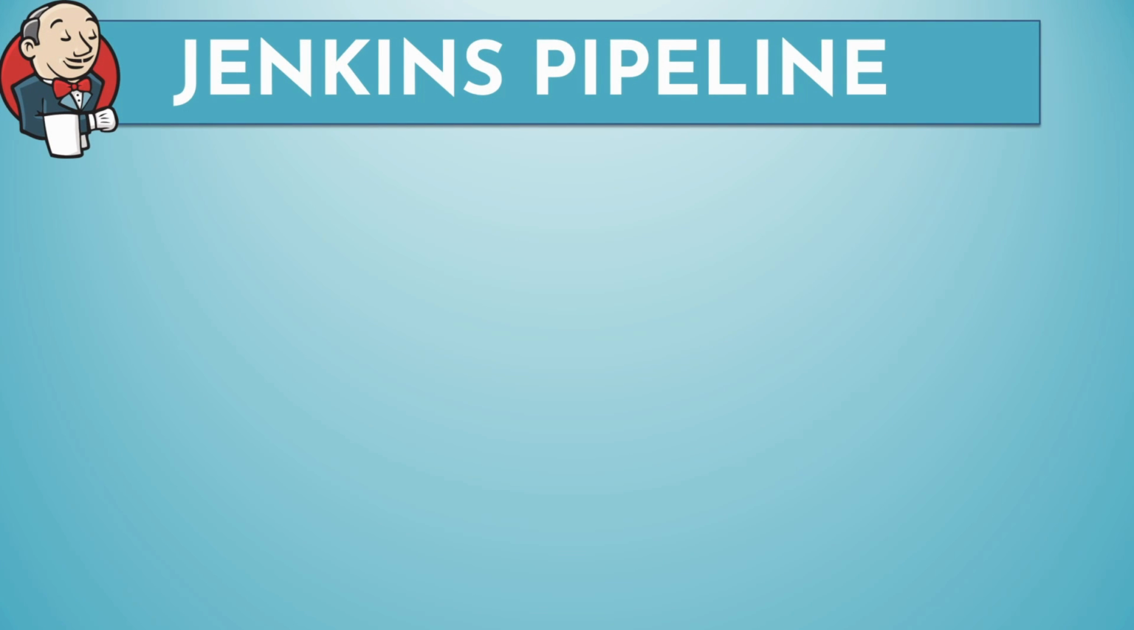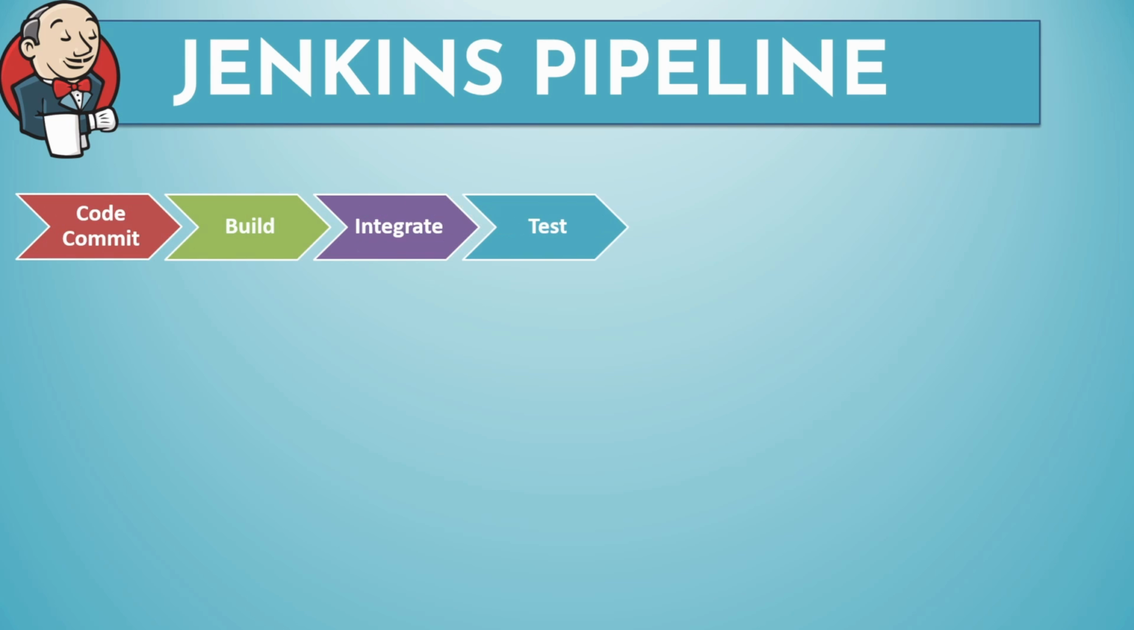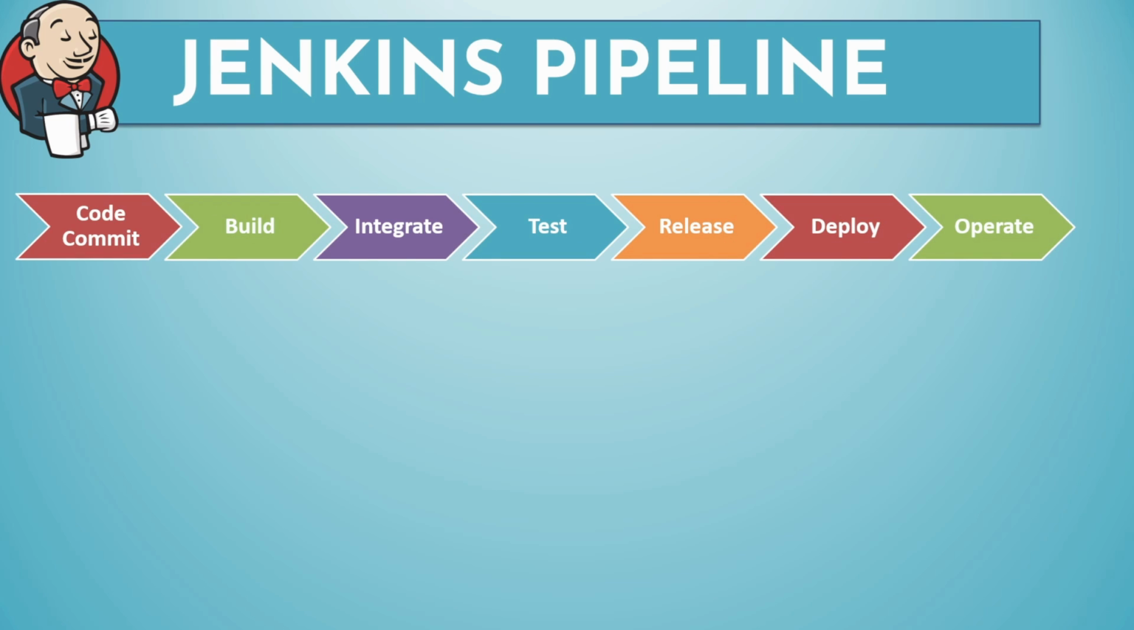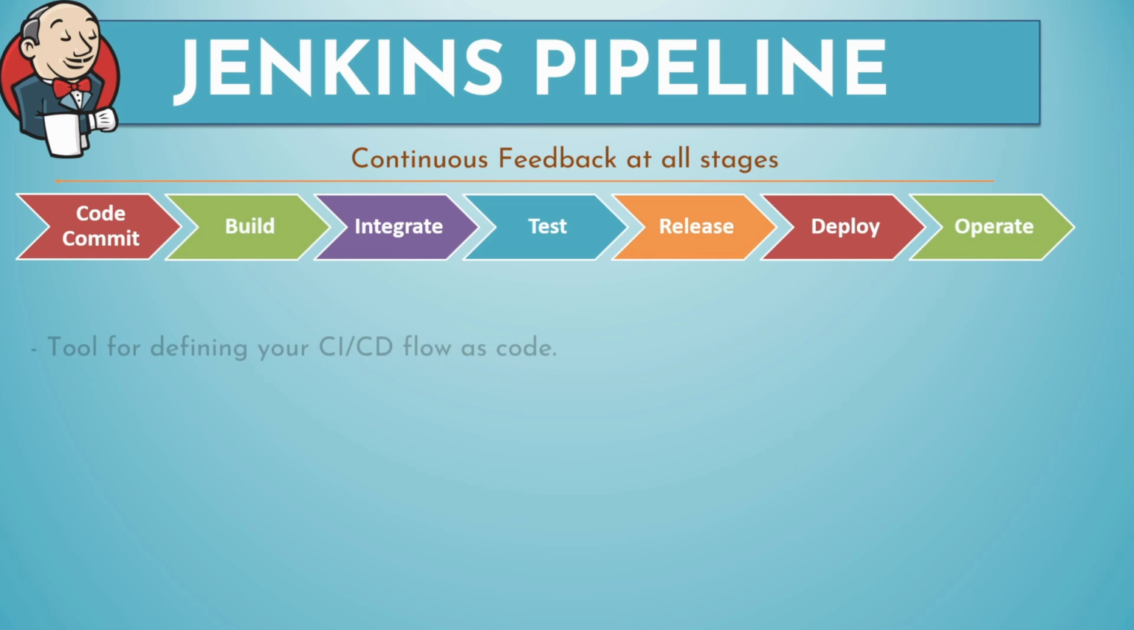A typical Jenkins pipeline or any CI/CD pipeline includes these common stages: code commit, code build, integration, testing, release, deploy, operate, followed by continuous feedback at all the stages.